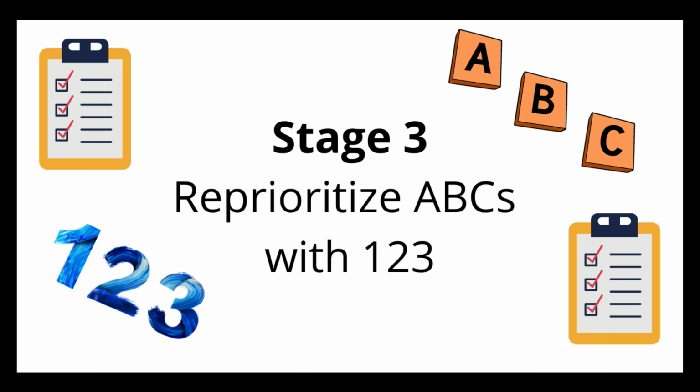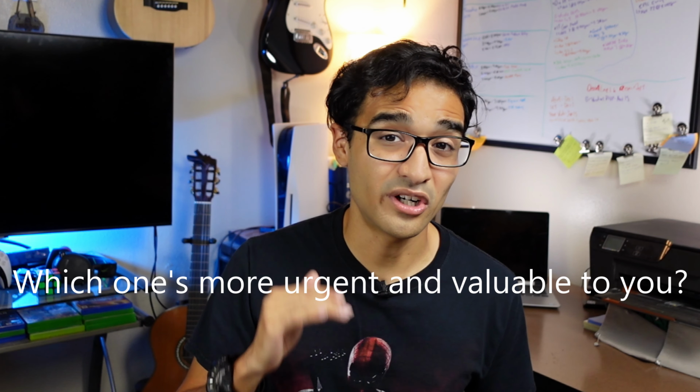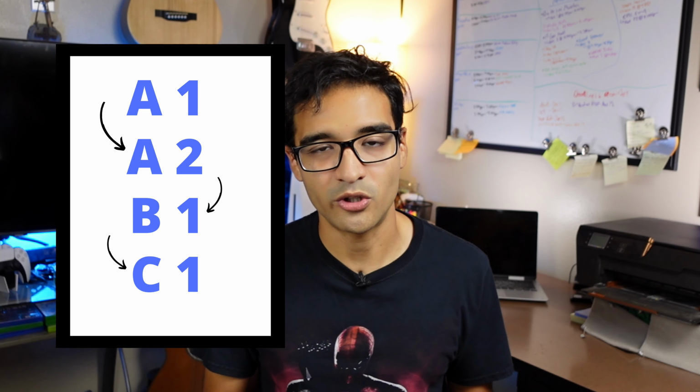In stage 3, you reprioritize your ABCs by adding a numerical value to each letter: 1, 2, 3. And in order to do this, think about this. Out of your important tasks, which one's more urgent and valuable to you? Once you decide, add a numerical value to each of your letters, of course, 1 being more important than 3. So A1 is going to take priority over A2, and A2 is going to take priority over B1. You know, you get my idea. It goes on and on and on.